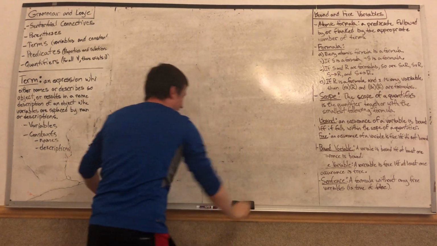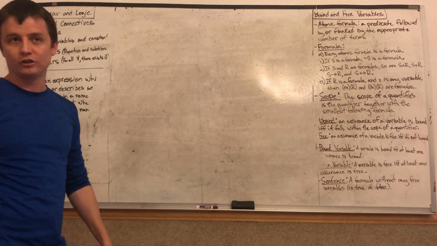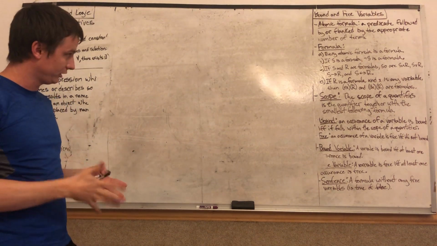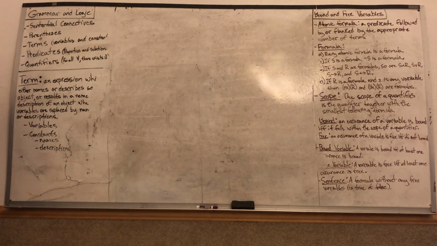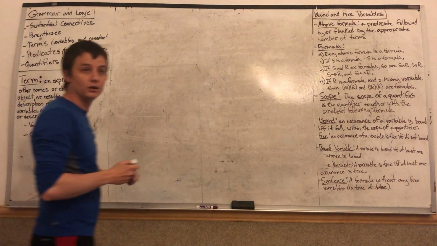The point is, now we're going to be doing what we need to be able to do from chapter 4 on out. We need to be able to take sentences, identify their terms, predicates, and quantifiers, and put those in. We already got used to doing the sentential connectives. Now we need to be able to do it with terms, predicates, and quantifiers. Grammar and logic.